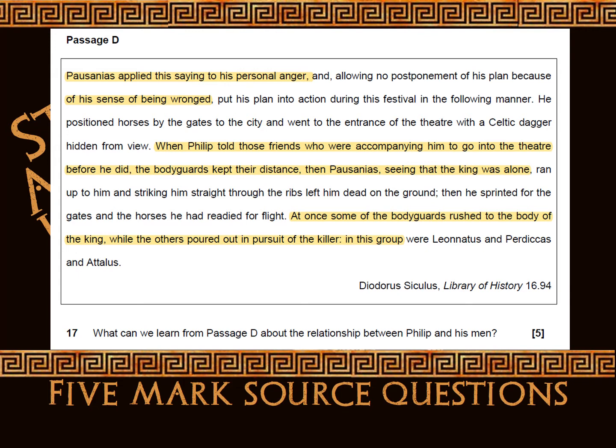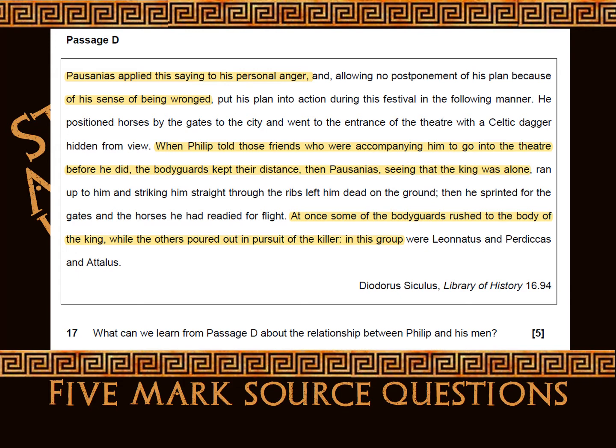It does bounce all over the shop quite a bit, so we talk about a personal anger with Pausanias, one of his men, who has been wronged. The middle bit I've highlighted talks about Philip being friends and his bodyguards keeping their distance, suggesting that Philip was certainly in this instance very comfortable around his men and this quite friendly, jovial relationship with them. And then the final bit, we see the bodyguards rushing off to the body of the king.